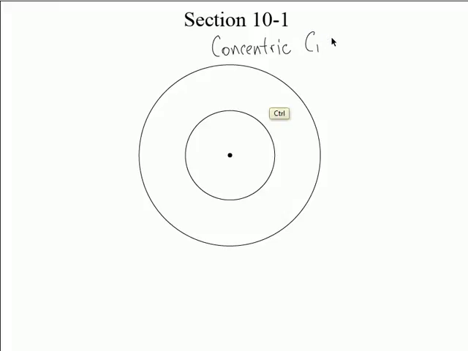I don't know why sometimes I use capital and sometimes lowercase. It seems like when I write on the board I go more capital letters, and when I write on this I have a tendency to go lowercase. Anyway, it doesn't make any difference. They're called concentric circles. That's all that is.